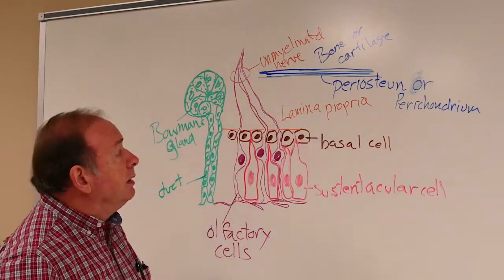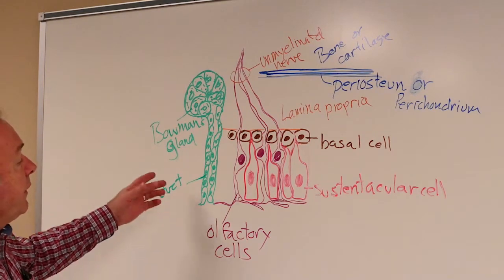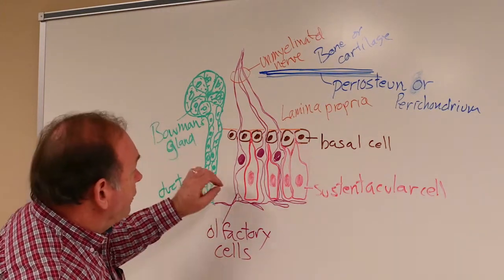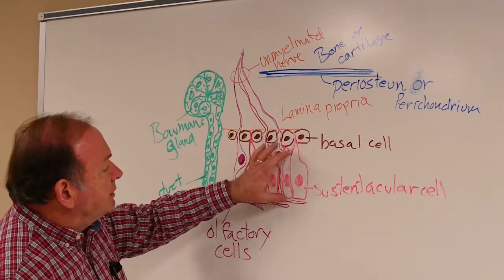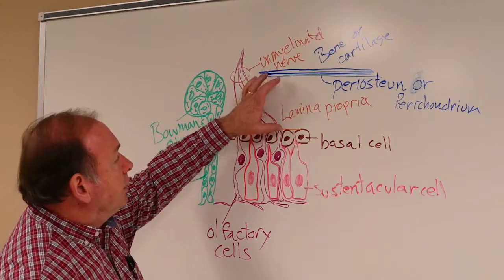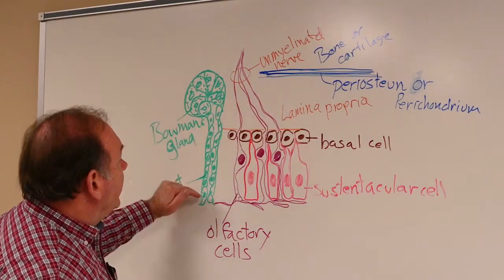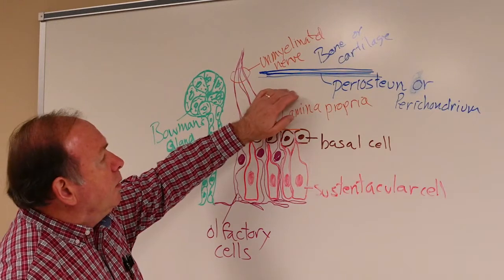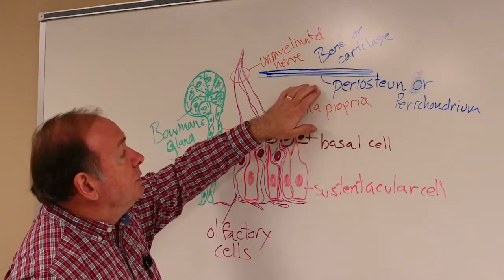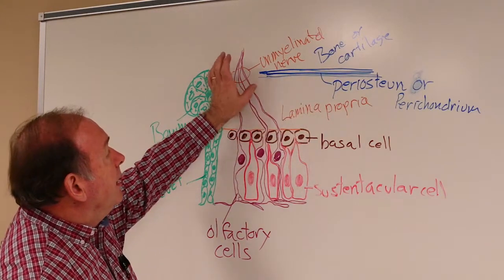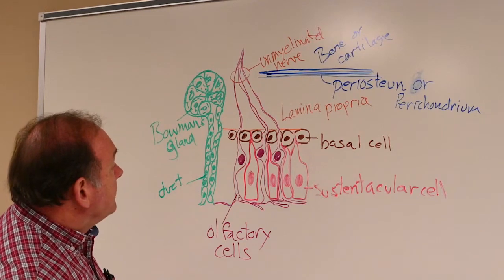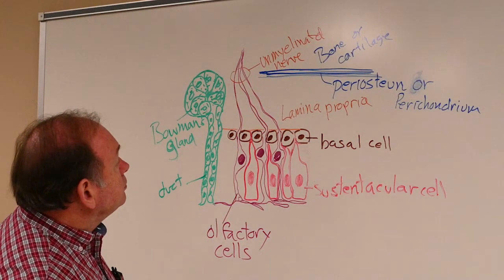lamina propria there. So those are the things we're going to look for in our olfactory epithelium slide. We'll look for olfactory cells, sustentacular cells, basal cells. We'll look at the lamina propria, we'll look at Bowman's glands, we'll look for a duct. We'll see some places will have bone, some places will have cartilage. We'll see periosteum and perichondrium, and we'll see an unmyelinated nerve bundle in there.